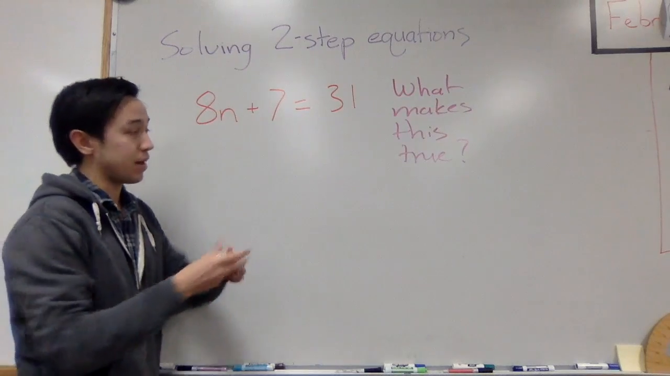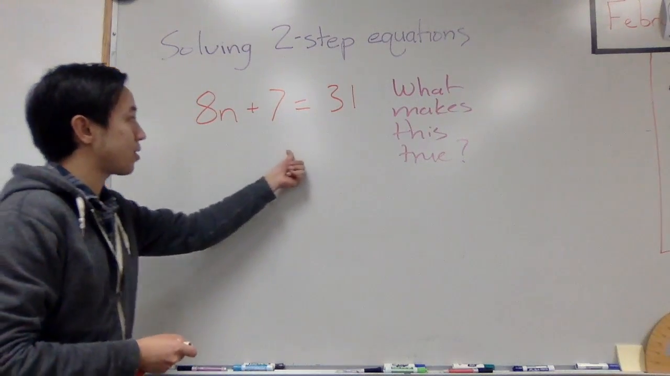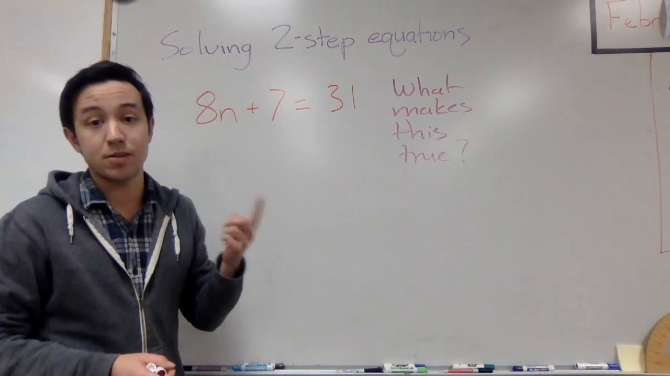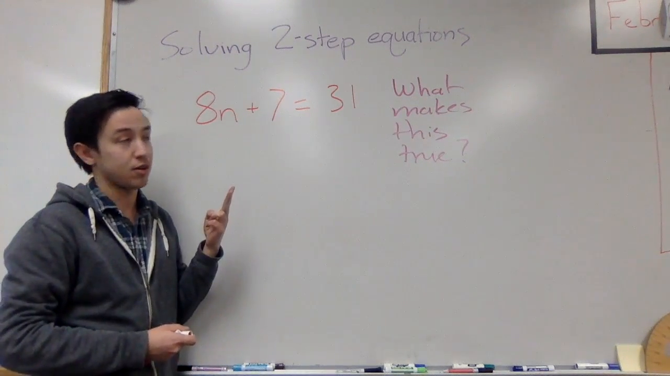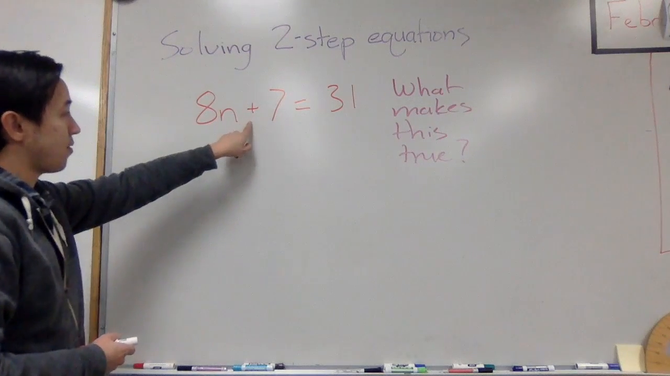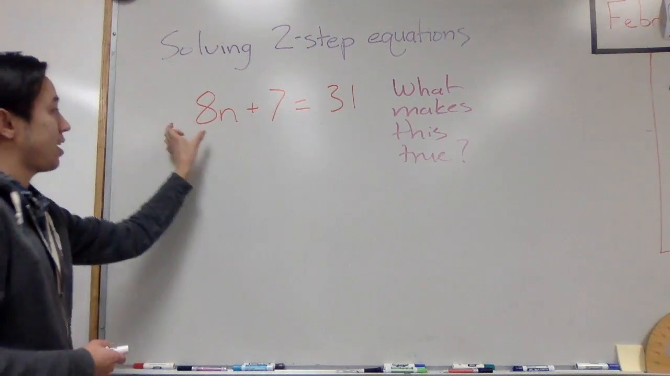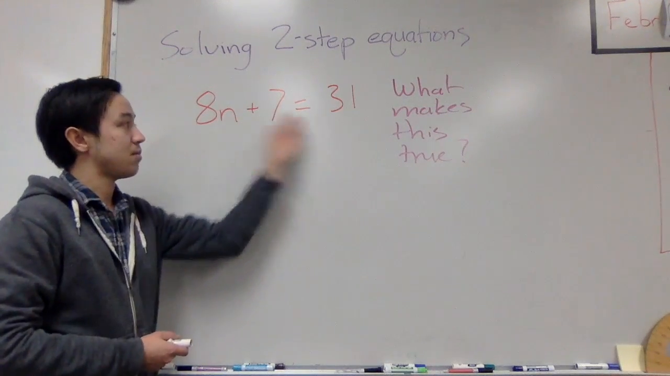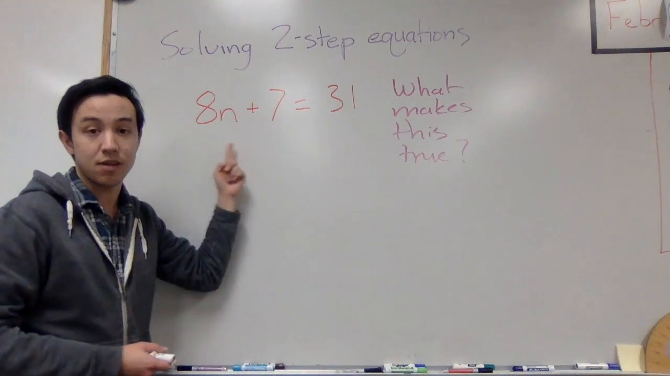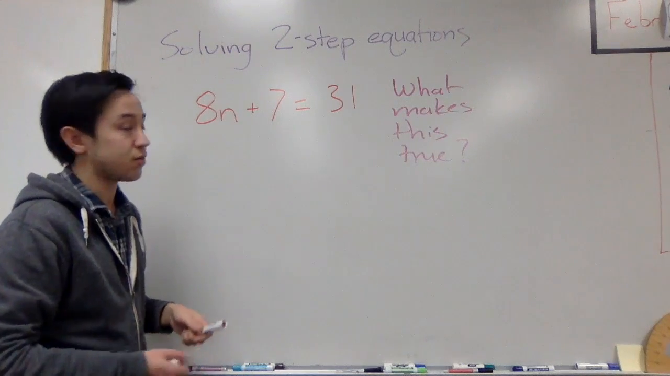So now, the same question, but it's gotten a little bit more complicated. Last week, one thing was happening to our variable. This week, we got two things happening to the variable, right? We have an addition of 7, and we know it's being multiplied by 8, and that this statement has to be true, right? We have some value of n that'll do it for us.